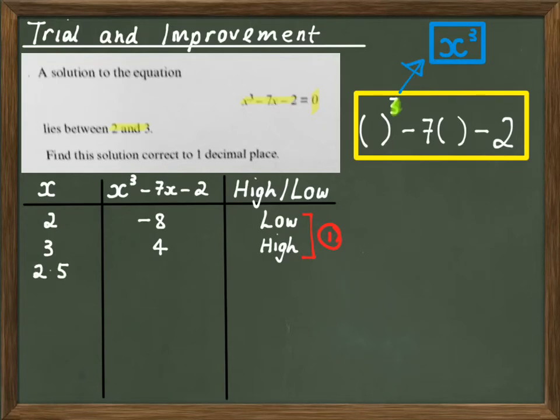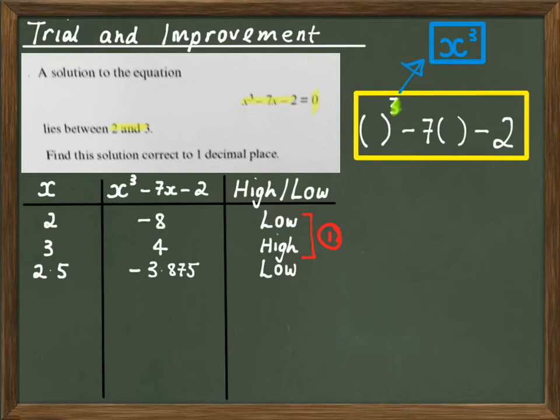So next step, 2.5. Again, I'm going to use the cursor button on my calculator. I'm going to go back, and this time everywhere that I typed in 3, I'm going to press delete, and I'm going to type in 2.5. And you should get the answer of minus 3.875. And that is too low. Okay, it's a negative number, so automatically we know it's too low, it's lower than 0.